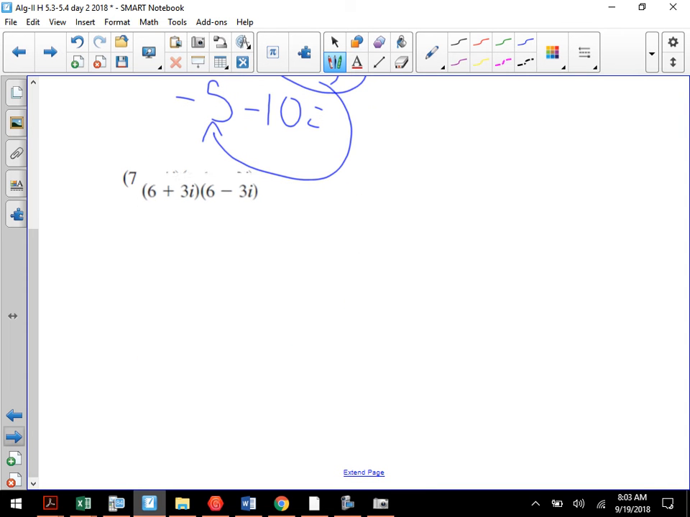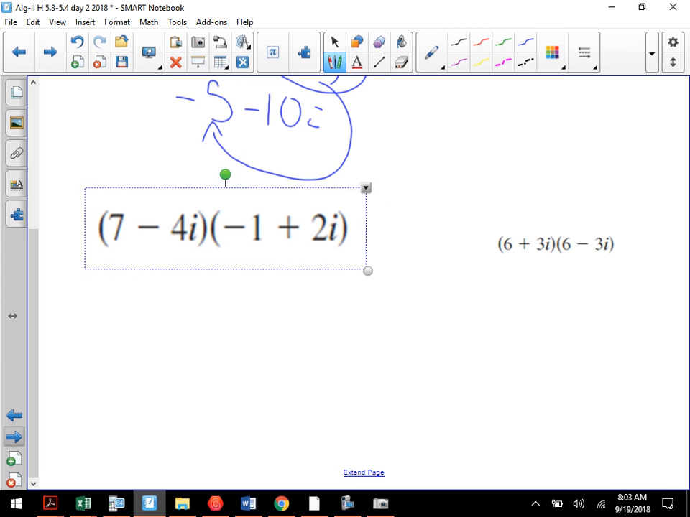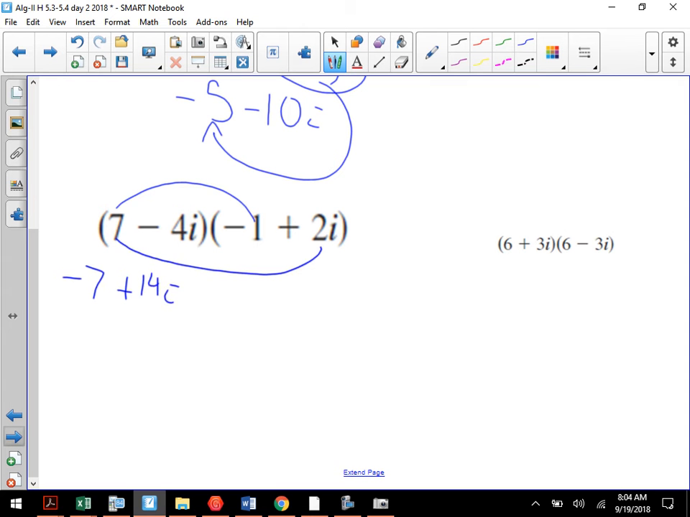Okay? Does anything change when you have binomials? No. You just have to FOIL and then combine like terms. You would FOIL and combine like terms. First, outside, inside, last.